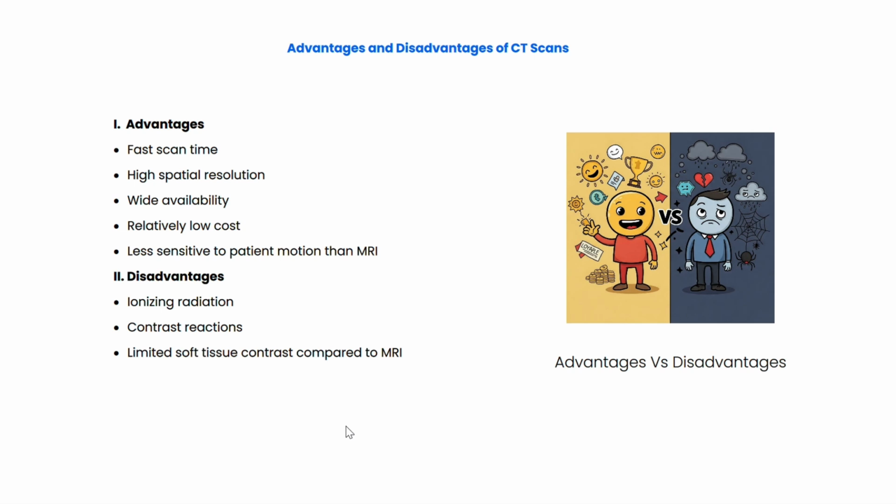However, there are disadvantages. The use of ionizing radiation carries a small increased risk of cancer. Some patients may have reactions to the contrast agents. And while CT is excellent for bony detail and many soft tissues, it has limited soft tissue contrast compared to MRI.